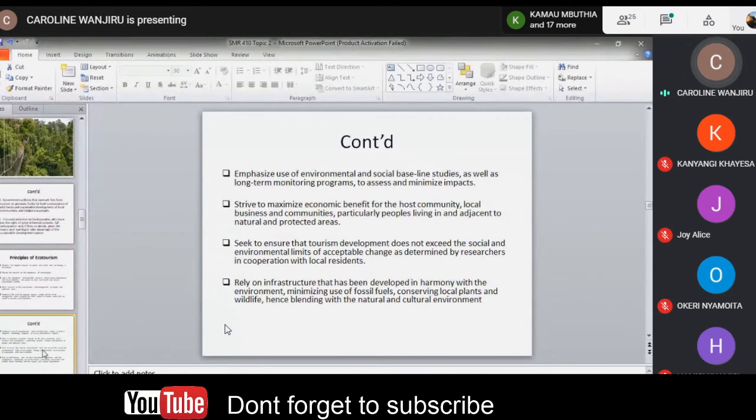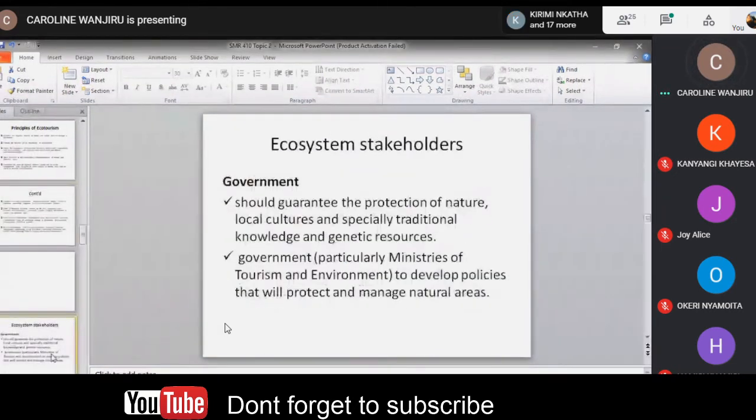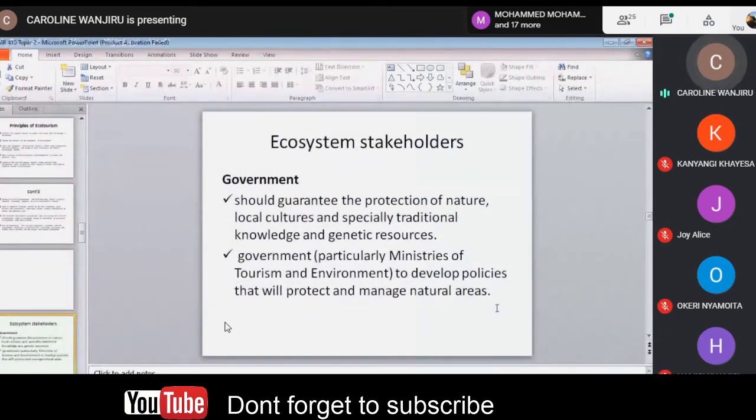Do you want to conserve local plants? Maybe even the local people don't want any introduction of any other plant from elsewhere. They want to maintain their local plants, their local wildlife, and all that kind of stuff. So, who are the ecosystem stakeholders? Who are those people? Washikadau.